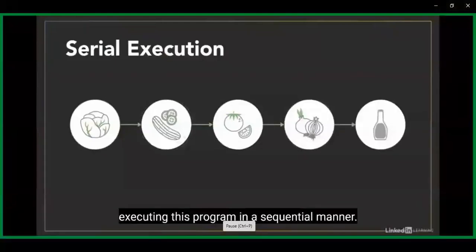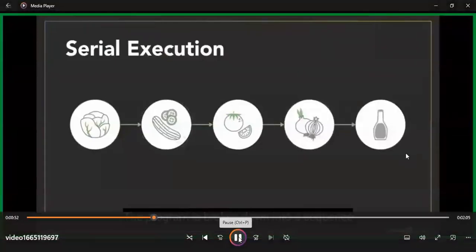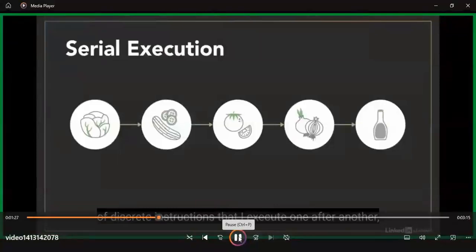To execute the program, what exactly am I doing? If I consider the program, or recipe, to make a salad, then first I consider the ingredients required to execute the task. So here I want to make a salad, and I will start chopping. First I consider what vegetables I require: cabbage, cucumber, tomato, onion, etc. So first I chop the cabbage and put it on the table.